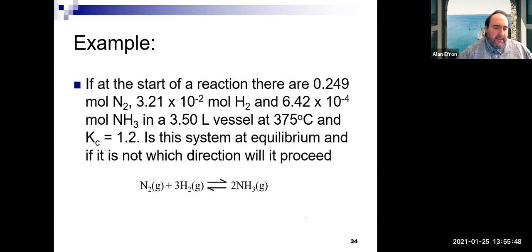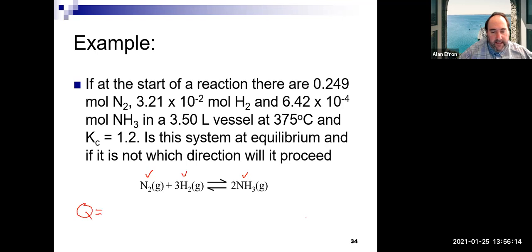So in this particular case, we have the moles of everybody: the moles of our N2, our H2, and our NH3. We also have the volume given to us. So we have the moles and the liters, which allows us to get the molarity of everybody. We have the K value given to us. And ultimately, we're trying to figure out, again, is the system at equilibrium? So this is definitely where Q is involved.